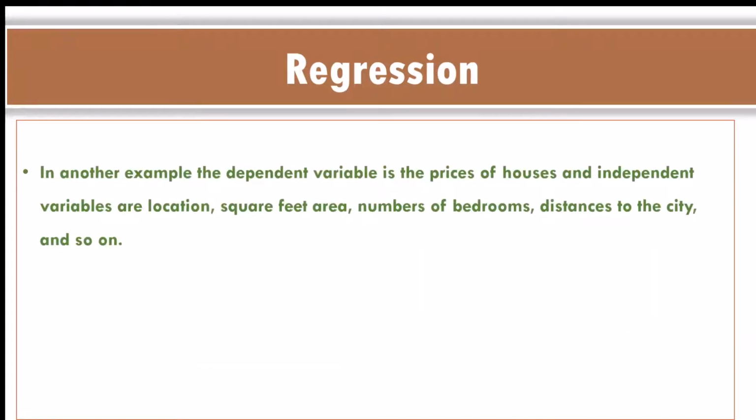In another example, the output variable we can consider is the price of a house. Then the input variables are the location where the house is, the square feet area, number of bedrooms, and the distance to the city. These are all the information we can give as input variables. So here the output is the price of the house, and the input variables are the remaining variables.